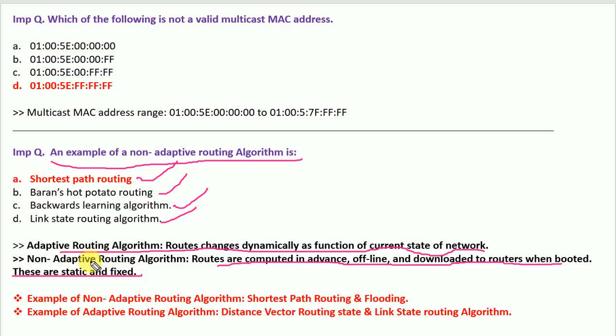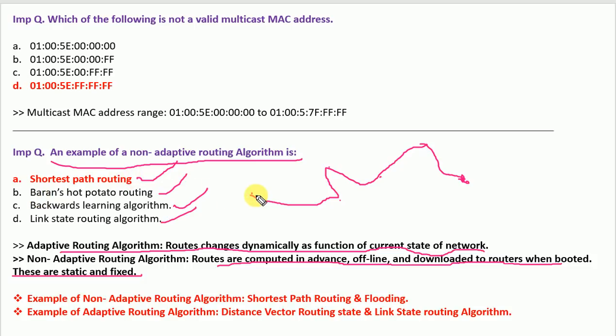So what happens in an adaptive routing algorithm is that the paths are not fixed. Suppose I have to send this packet through these nodes. The path is not fixed. It's not that the packet has to move along this path only. There is no fixed path defined for that.